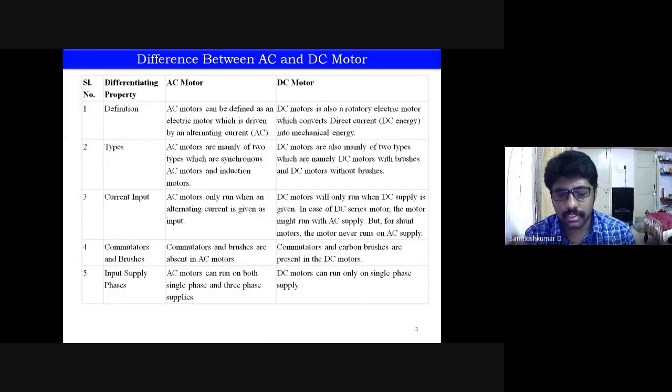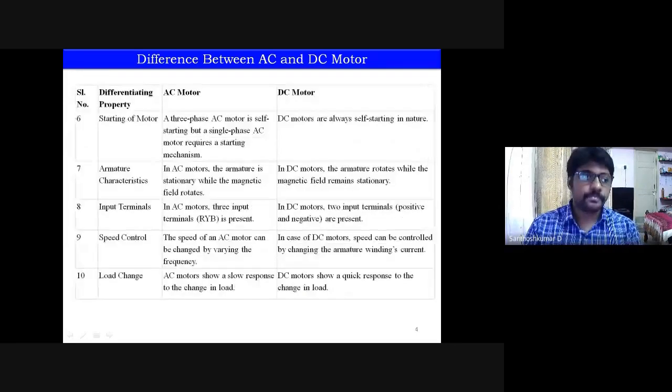What are commutators? What are brushes? What is the need for a commutator? What is the need for brushes? Okay. Then the next thing is, as usual, the supply. In AC motors single phase and three phase supply is there, but in DC motors there is only a single supply.